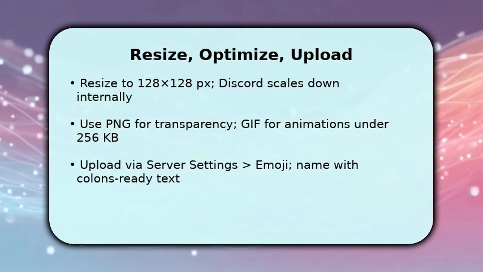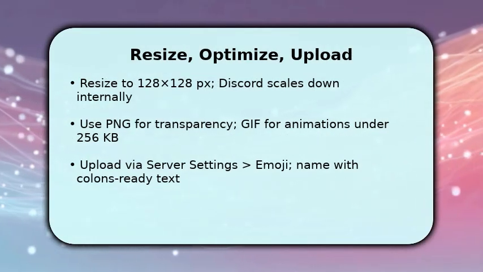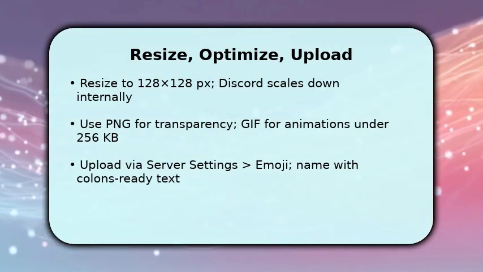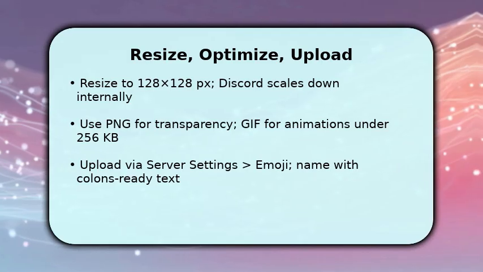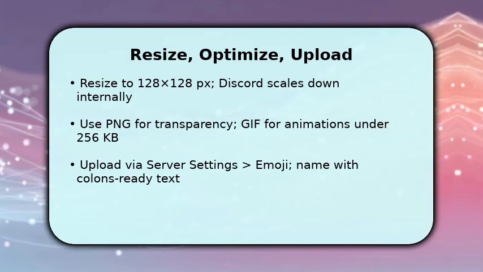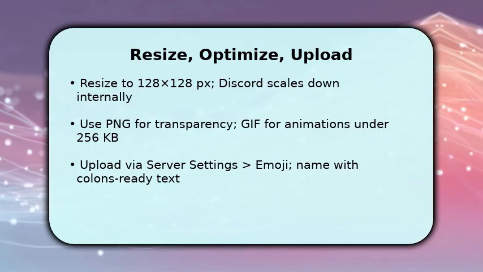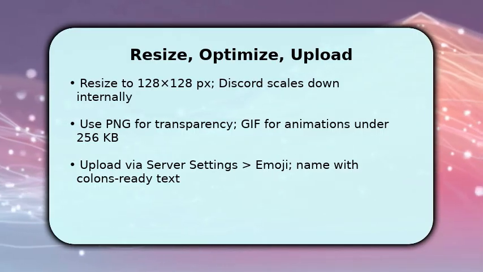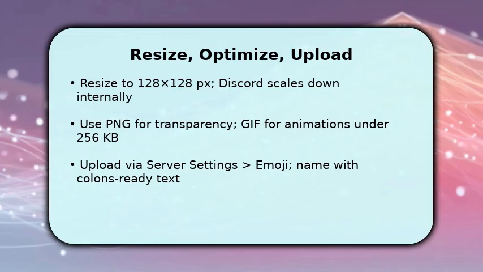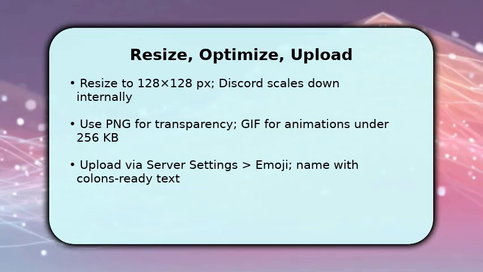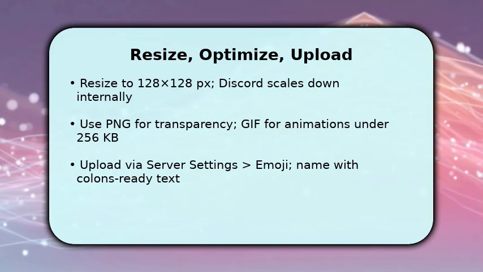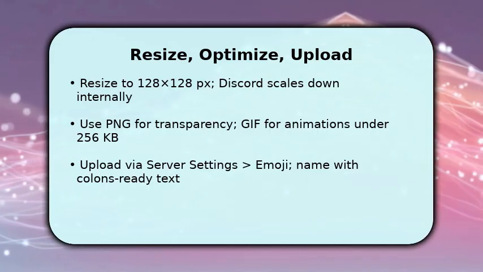You now resize and optimize each image because Discord will scale, but you want the best clarity. Aim for 128 by 128 pixels and keep file size low. Once done, save static images as PNG with transparency or export animations as GIF under the size limit so they remain animated. Next, open server settings, choose emoji, and upload each file.